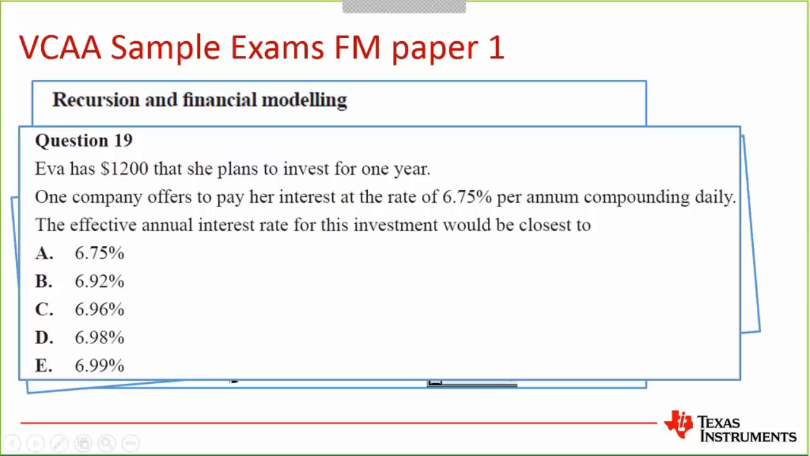Here we have one that's looking at this business of effective interest versus nominal interest. So we have somebody who's investing $1,200 for a year, and there's a nominal interest rate of 6.75% per annum, but we're compounding daily. So what's the effective interest rate on that? What's the difference between the 2 things for a start?